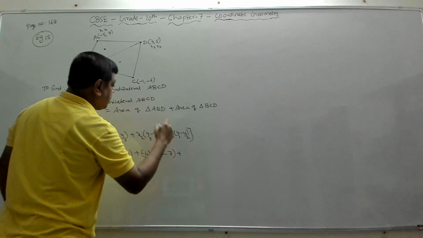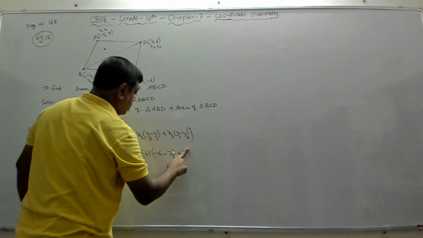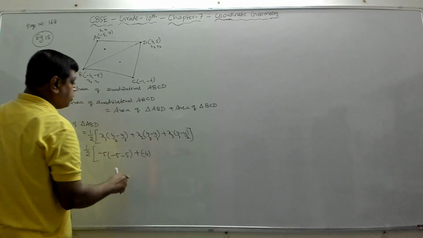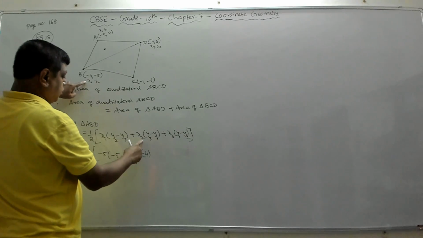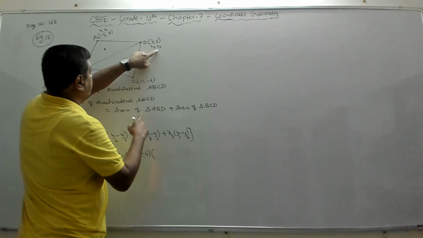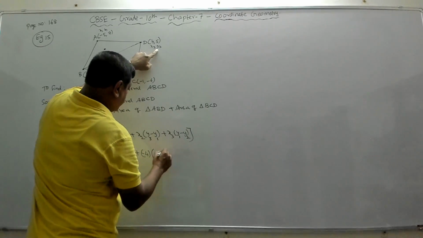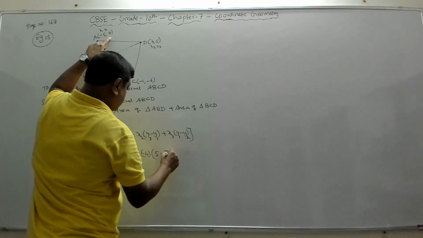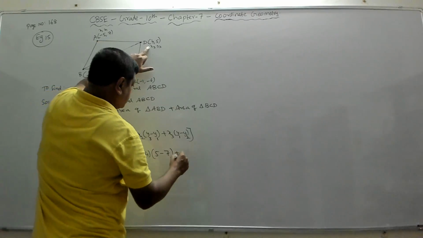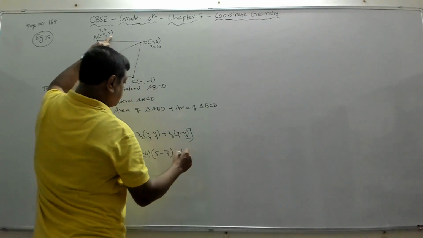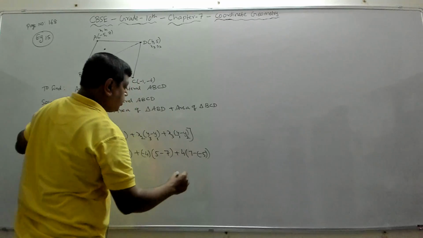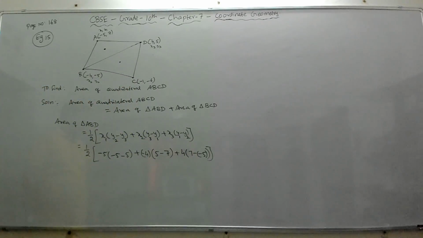plus x3, x3 is, sorry, one second, it's not right, x2 is this one, minus 4, into y3, y3 is 5, not this, 5, minus y1, y1 is 7, right, y1 is 7, plus x3, x3 is 4, into y1, y1 is 7, minus y2, y2 is minus 5. Close this. Fine.